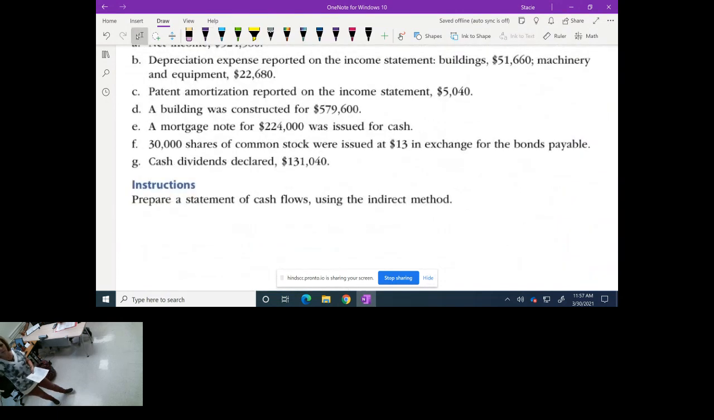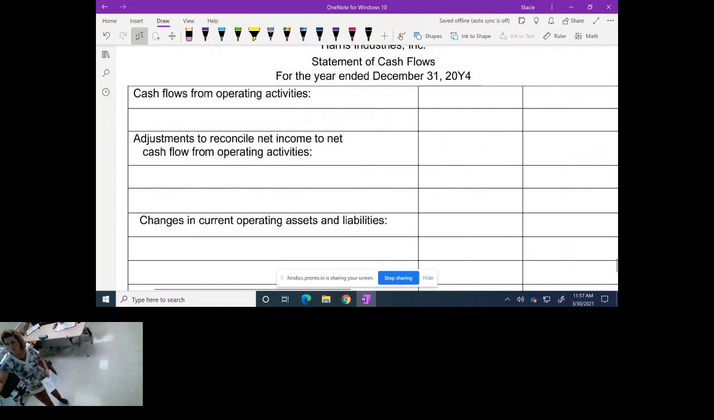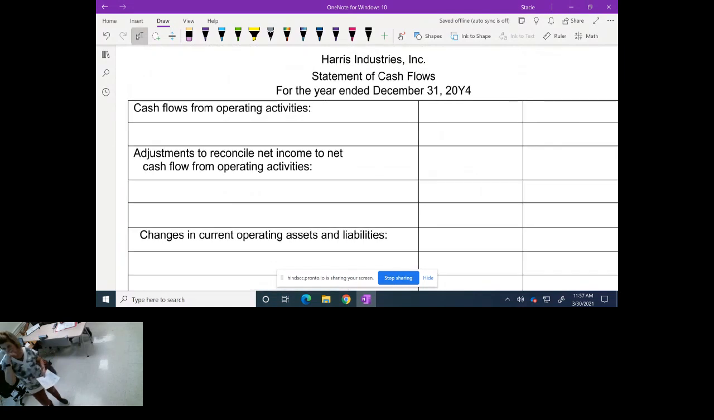Okay, then we've got stock sold and dividends declared, and we know from the last couple of problems, we have to go through a calculation to get the number we need from those. So we're just going to leave those alone for now. Okay, so here is our cash flow statement, and we're going to fill this thing in.